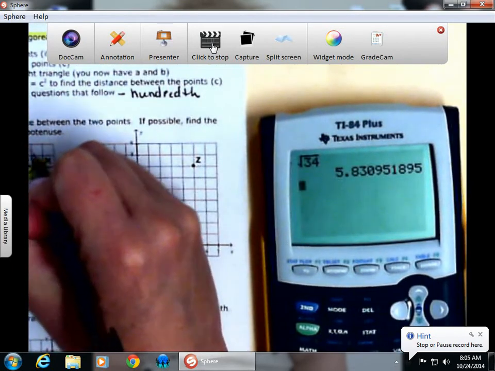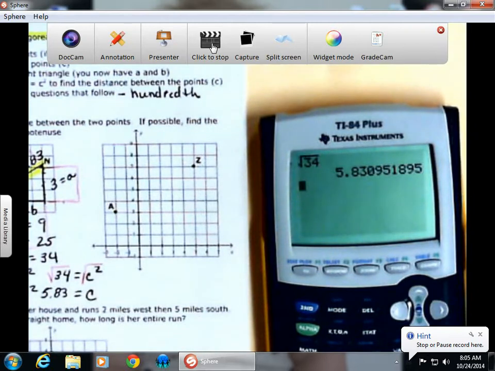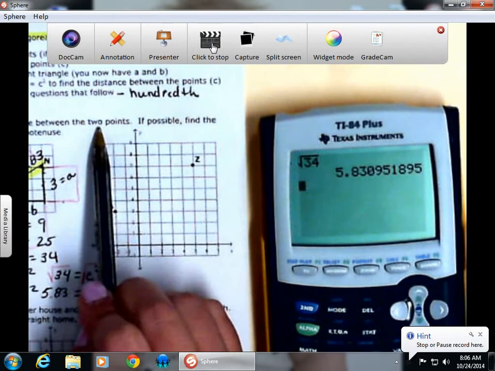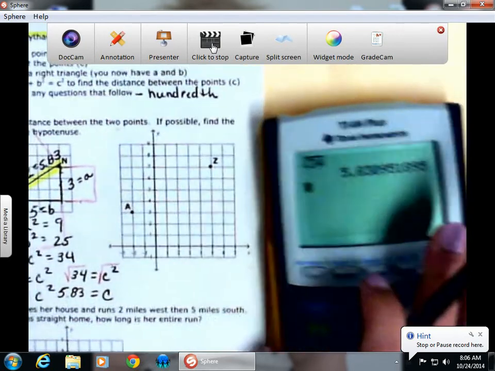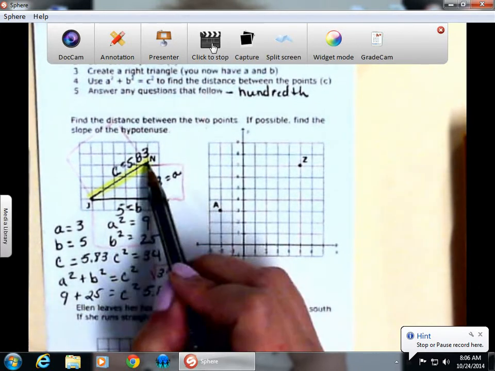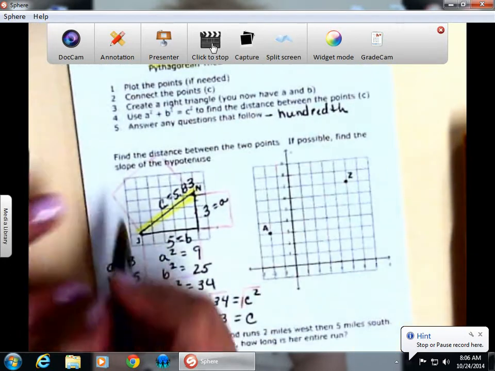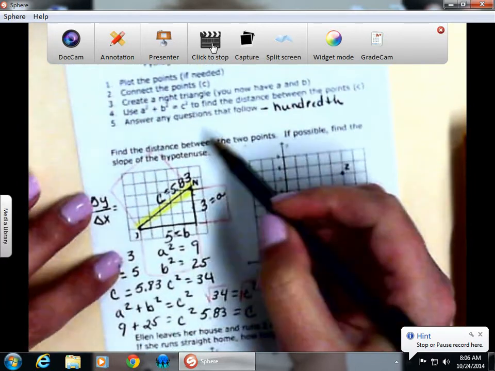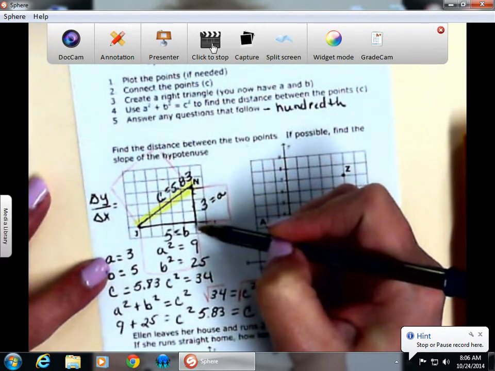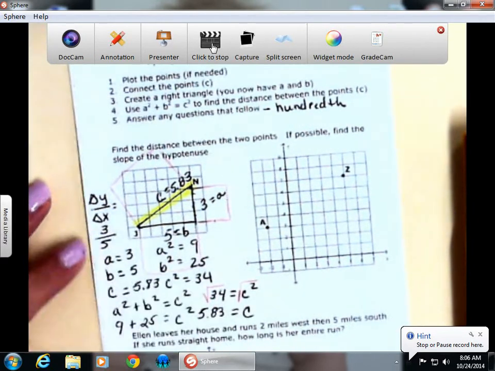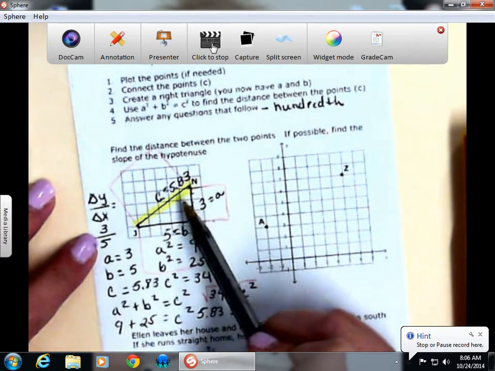And we want to talk just a little bit more. We found our distance between our 2 points, J and N, 5.83. That was the first part of the directions. The second part is to find the slope of the hypotenuse. Remember, slope is change in y over change in x. Our change in y, that's the up and down, is 3. Our change in x is 5. So our slope is 3/5, and our C value is 5.83.